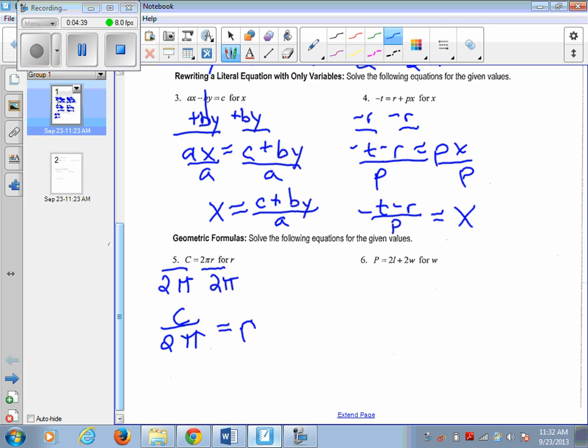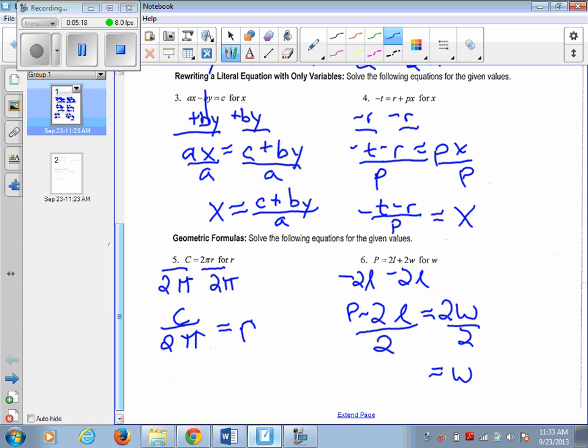Now with 6, we have p equals 2l plus 2w, solving for w. Hopefully you recognize that this is the formula to find the perimeter of a rectangle, with L being our length and W being our width. So if we want to solve for width, we need to first subtract 2L from both sides, and we get P minus 2L is equal to 2W. And to get the width all by itself, we divide both sides by 2. We get W over here.